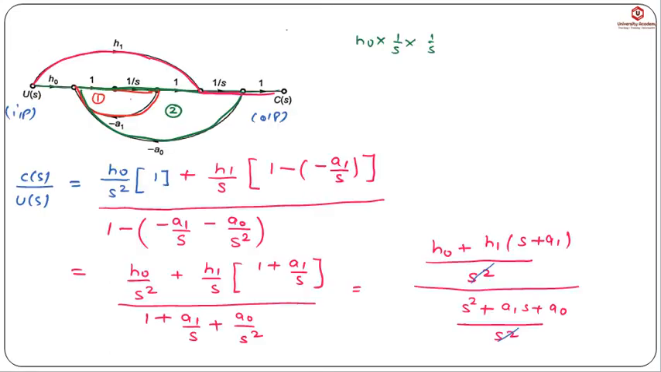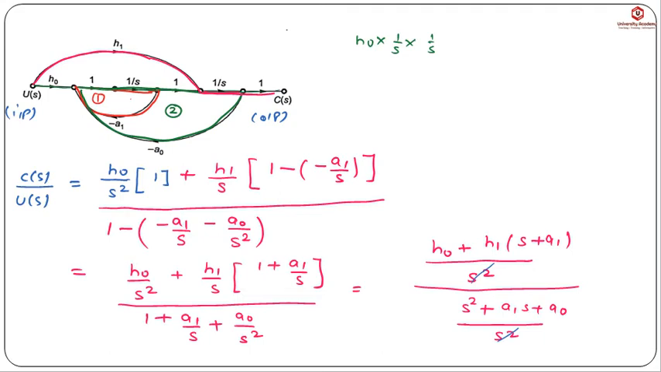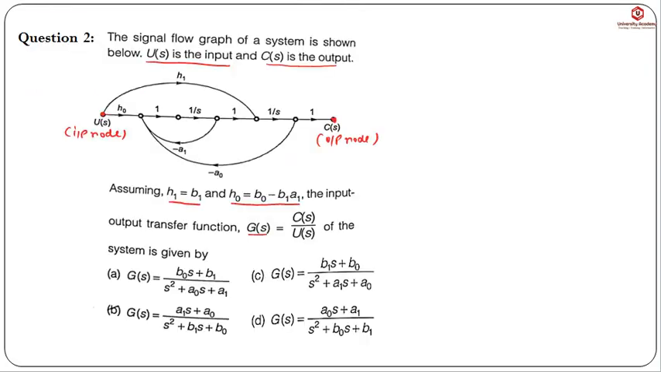So this is the value of C of S by U of S: H0 plus H1 into S plus A1, divided by S square plus A1S plus A0. This is the transfer function we have obtained. Now the question already gives that H1 is B1 and H naught is equal to B naught minus B1 into A1.